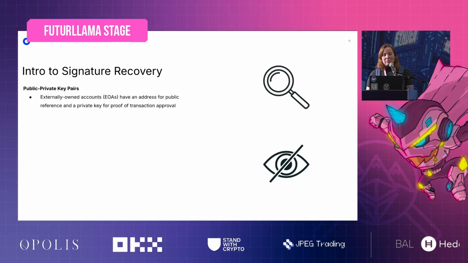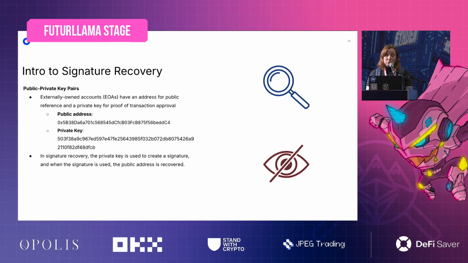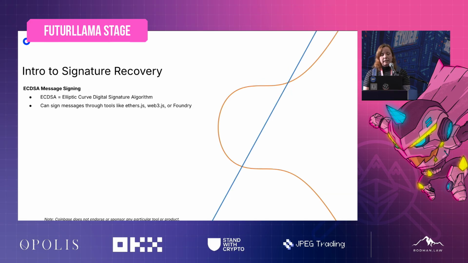So the public signature recovery depends upon the fact that externally owned accounts are both public and private key pairs. Here we have the public address part that everybody sees on chain, and then we have the private key part that obviously we keep to ourselves, because this is what allows us to determine whether or not we have okayed an action on the blockchain. And the underlying mechanics of this is ECDSA.